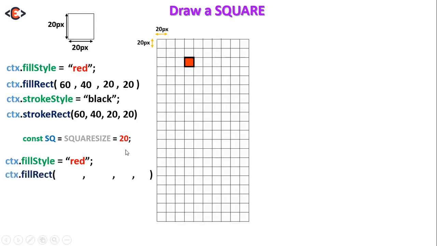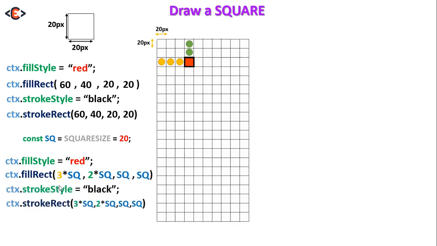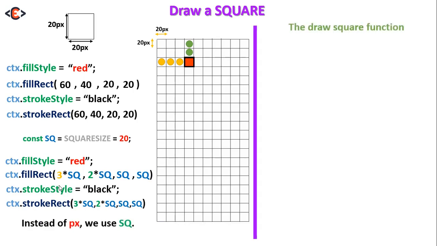The idea here is instead of using pixels, instead of saying 60 pixels, we will go to the left and count the number of squares. We have here 3 squares, so we'll say 3 times SQ. The same thing for the y position. This is 1, 2, so it is 2 squares. And then for the width and the height, they both equal SQ. And here is the code for the stroke. So the idea is instead of using pixels, we use a square. Now our function here has 3 parameters.